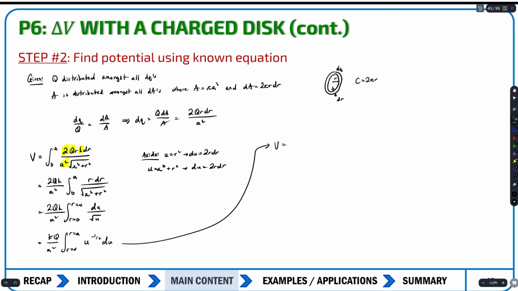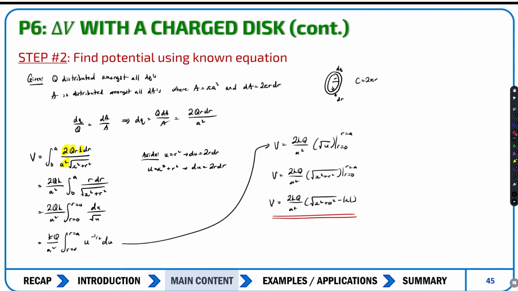This will then give me v equals 2. I'm just going to start solving now. We still have 2kq over a squared. And now we have the square root of u from r equals 0 to r equals a. We do a change of variables back to the original one to get x squared plus r squared from r equals 0 to r equals a. And you end up with v equals 2kq over a squared times the square root of x squared plus a squared minus the square root of x as your final answer.